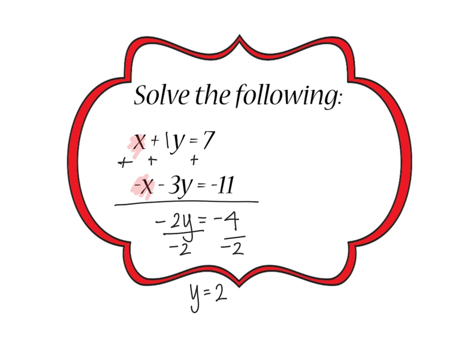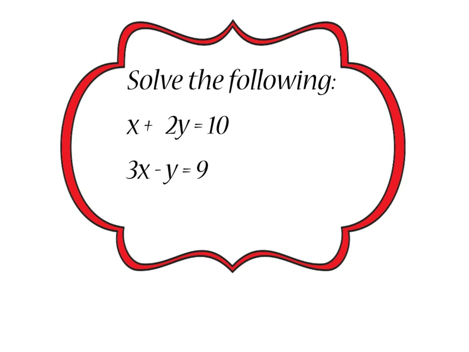Then I need to plug back into one of these, so I'm just going to choose this top one. I have x plus, I'm going to plug in 2 for y, equals 7. I subtract 2 from both sides. I get that x is 5, and so my ordered pair for this problem is 5, 2.